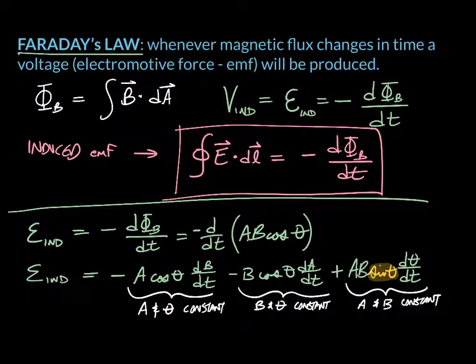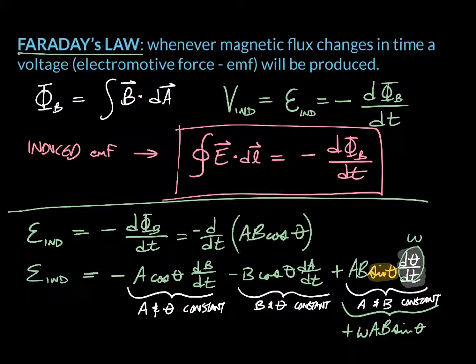So, all right. So that sort of does this. Oh, by the way, I guess we could write this, since this is really just omega, angular speed. So if we wanted to, we could write this as plus omega AB sine theta, because this is angular speed, angular frequency. All right.